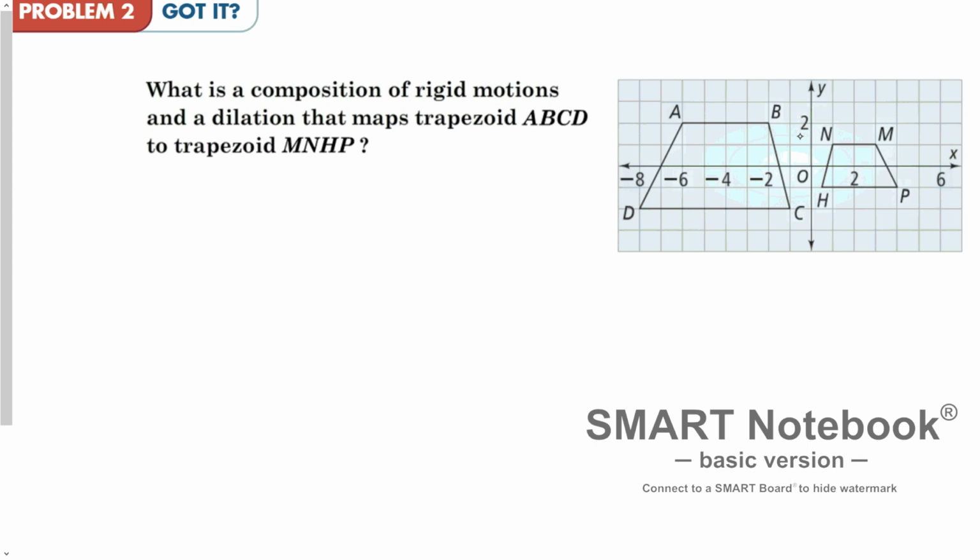This one you'd be okay too if you dilated it first. Just compare this length to this length to find your scale factor, and then do that. Then you're going to have new points, and then go ahead and flip that. Is it going to flip over the X or the Y, or is it going to rotate? Flipping over the Y is just changing the X value. Flipping over the X is just changing the Y value. Rotating 180 degrees is changing X and Y, taking the opposite of those. Okay, and there's problem 2.